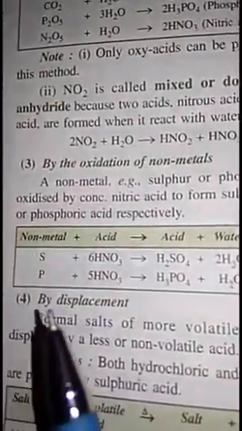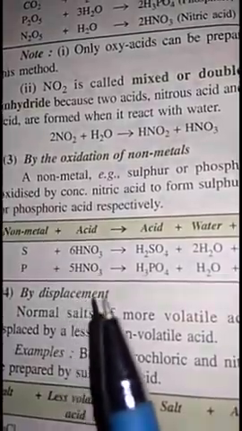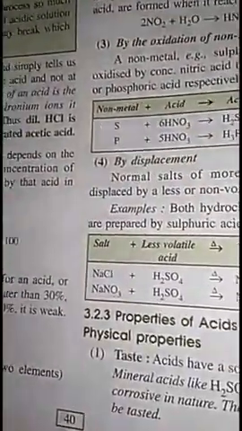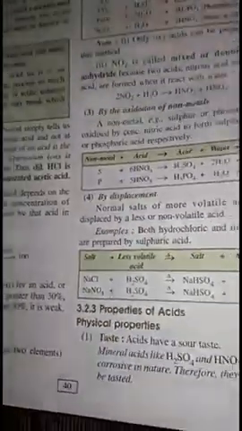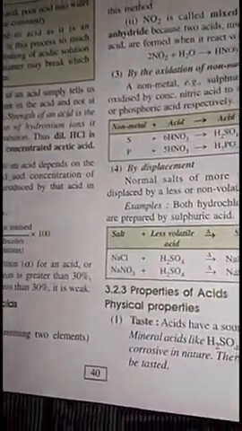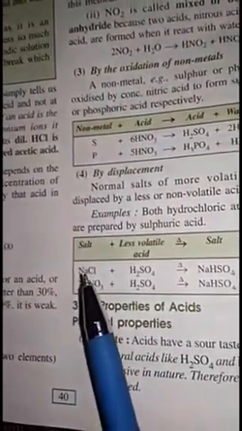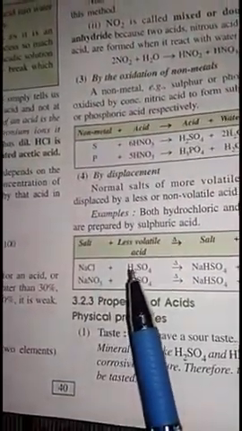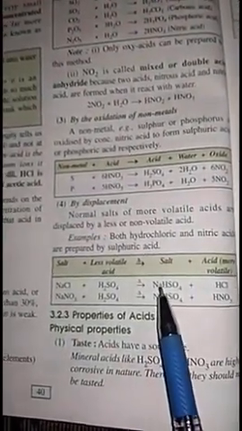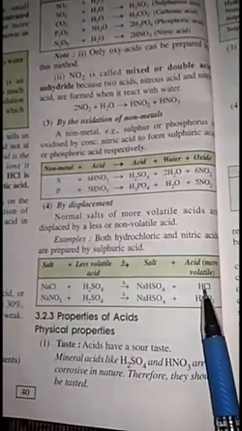Another topic will be that acid can be prepared by displacement. We know what displacement reactions are. A chemical reaction in which the more reactive substance replaces the less reactive element is called a displacement reaction. Here we can see sodium and hydrogen. Sodium is more reactive than hydrogen. So sodium replaces one hydrogen and now it is HCl.